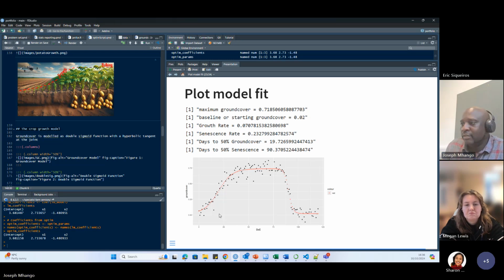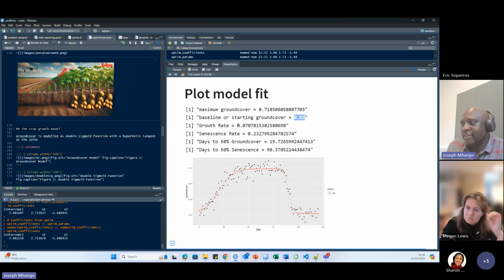So this is the ground cover, how it developed. And from this curve, Optim has told me that the centroidal maximum ground cover that you would get from this data, considering the noise around it, is around 72% ground cover. And the baseline ground cover where it started is around 0.2.